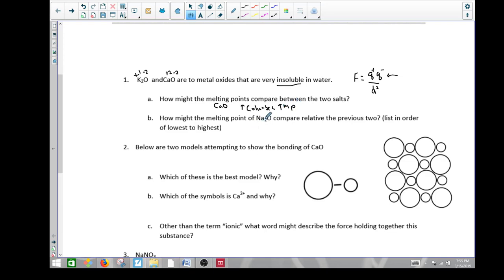Next one, how might the melting point of Na2O compare relative to the previous two? We have K2O here and CaO here. This one is plus 1, minus 2, and this one is plus 2, minus 2. Na2O is plus 1, minus 2, so it's going to be very close to K2O. The question is, which side does it go on, as far as lower or higher melting point? What you do is go to a periodic table and look at the internuclear distances.